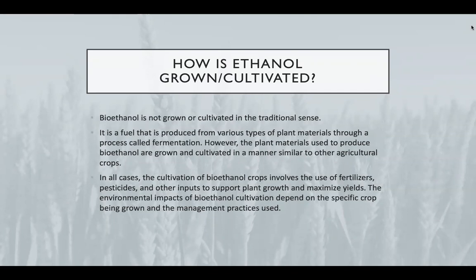The plant materials used to produce bioethanol are grown and cultivated in a manner similar to other agricultural crops. In all cases, the cultivation of bioethanol crops involves the use of fertilizers, pesticides, and other inputs to support plant growth and maximize yields. The environmental impacts of bioethanol cultivation depend on the specific crop being grown and the management practices that are being used.